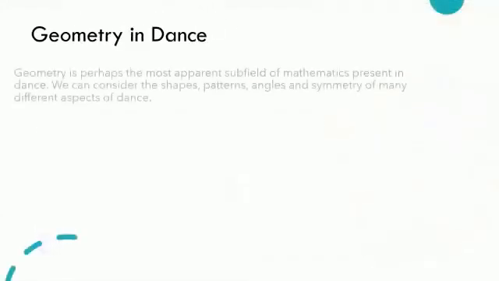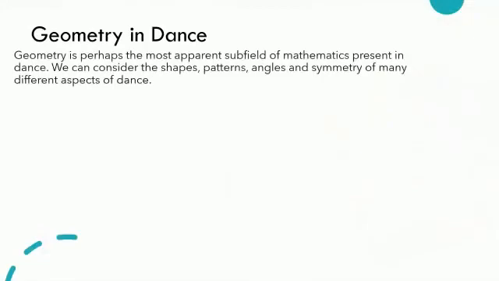Geometry in dance. Geometry is perhaps the most apparent subfield of mathematics present in dance. So we can consider the different shapes, patterns, angles, and symmetry of many different aspects of dance. So let us consider some dance forms of Uttarakhand.